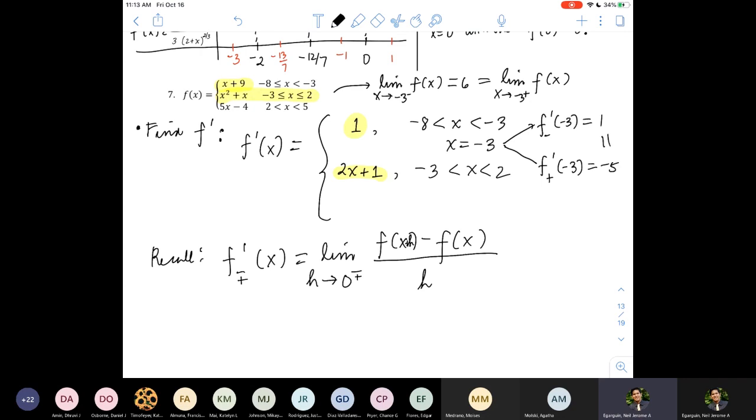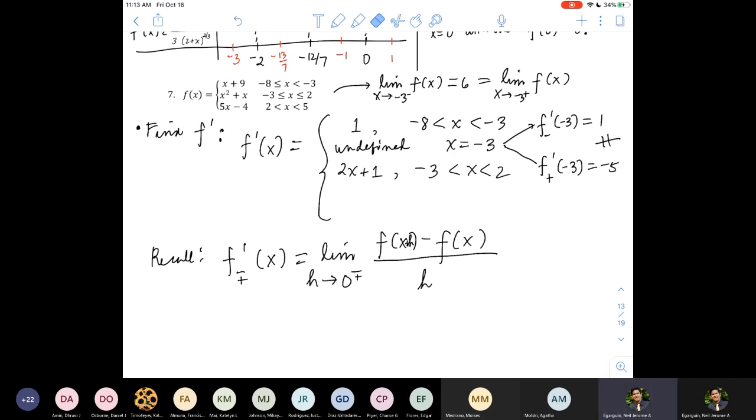And look at this. The two one-sided derivatives are not equal to each other. So therefore, we say that the derivative is undefined, or it doesn't exist at x equals -3, precisely because the left-hand derivative is not equal to the right-hand derivative. Okay? Does that make sense? That might be a lot to take in, but before I proceed, any question?